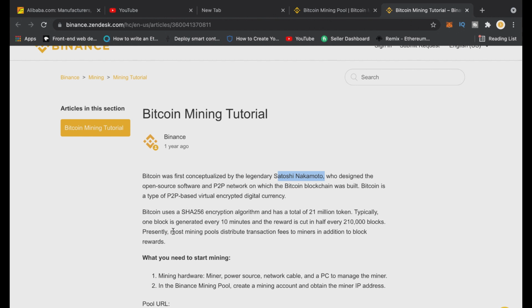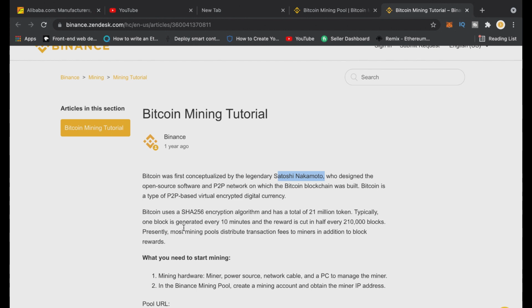Typically, one block is generated every 10 minutes, and the reward is cut in half every 210 blocks, right? So that is, a block is generated every 10 minutes and the reward is cut into half for every 210 blocks.